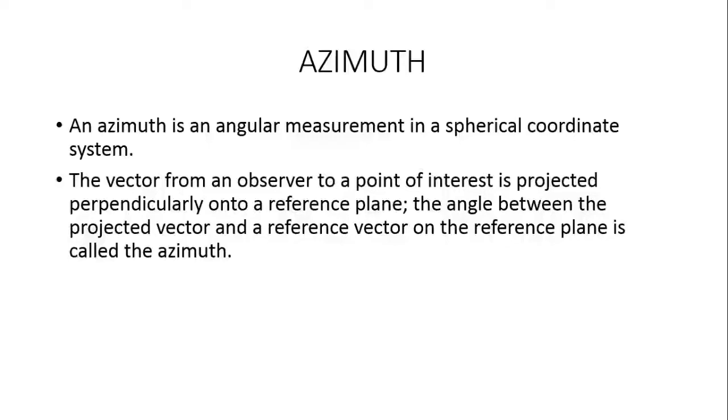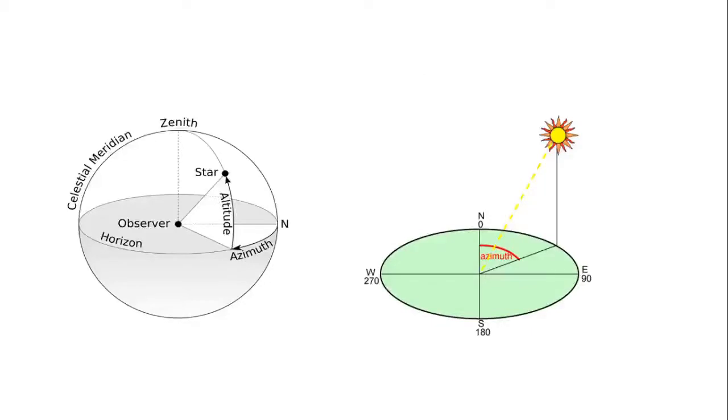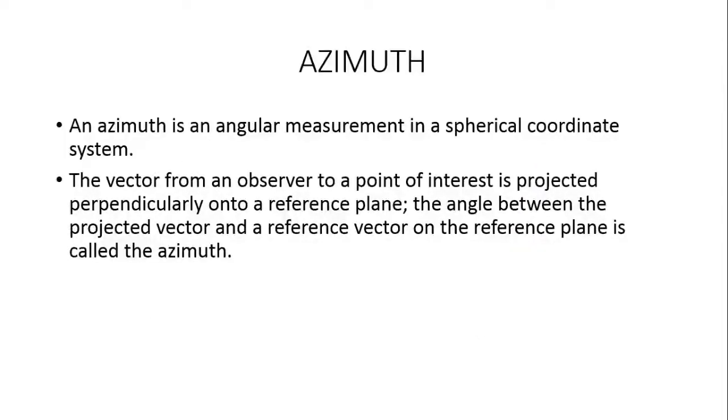Next definition is azimuth. It is an angular measurement in a spherical coordinate system. The vector from an observer to a point of interest is projected perpendicularly onto a reference plane, and the angle between the projected vector and the reference vector on the reference plane is called azimuth. So here the azimuth is clearly visible, as we said in the definition: the angle between the projected vector and the reference vector on a reference plane.